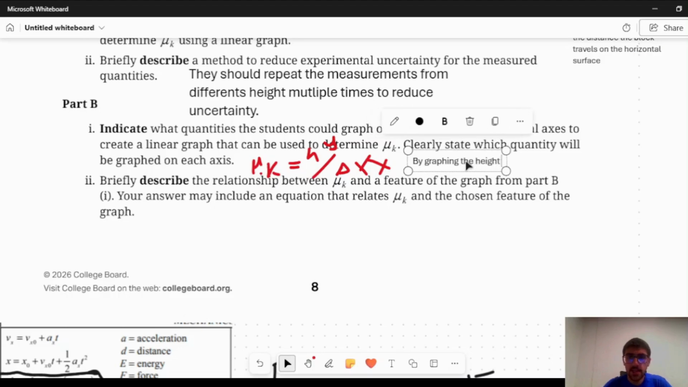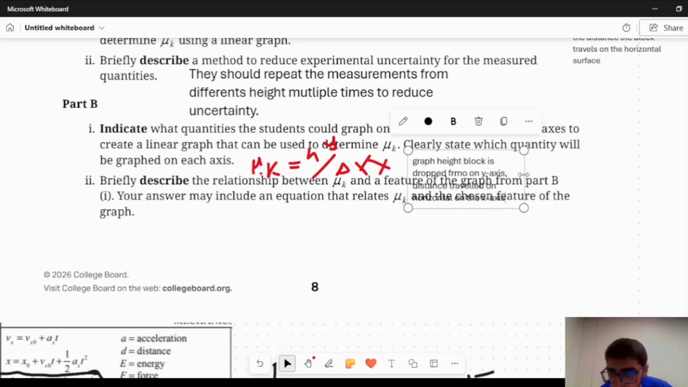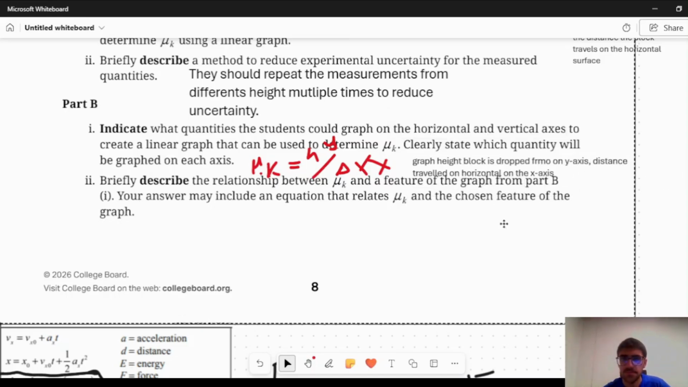By graphing the height the block is dropped from, oh, I'm not going to write it all. Just graph height the block is dropped from on the y-axis. Distance traveled on the horizontal, on the x-axis. Sorry about that. Like that.